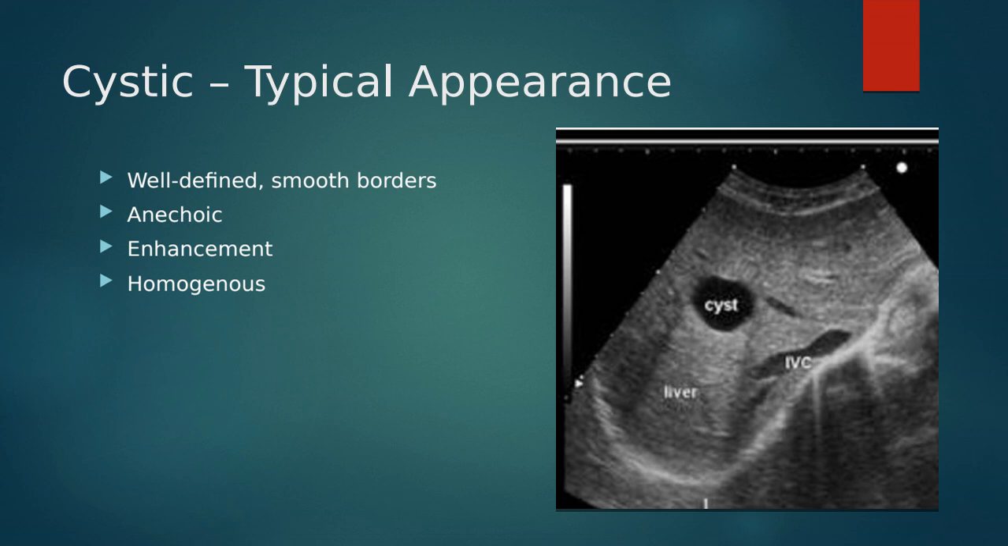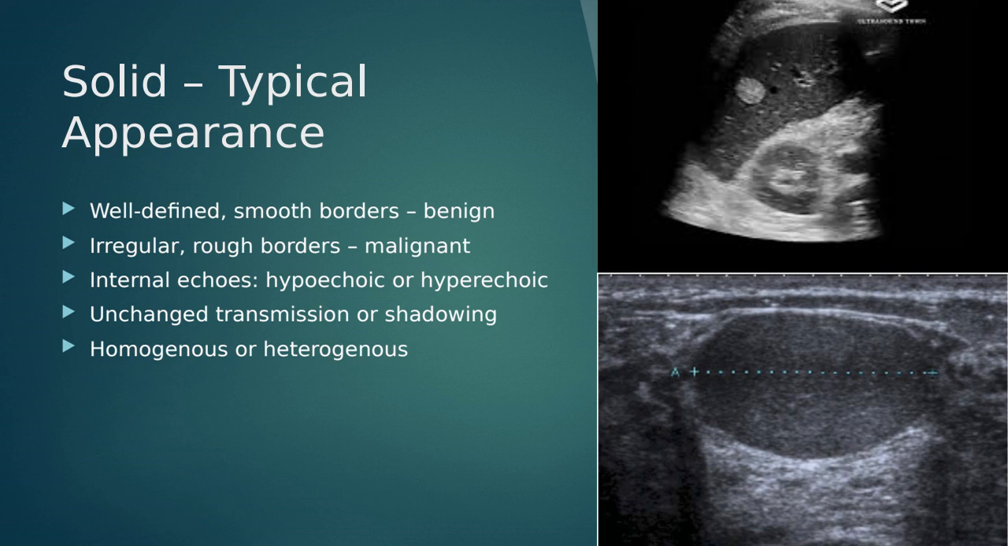Next we have solid. Like we said, anything that's going to produce echoes or have internal echoes is going to be made up of solid tissue. So now we're talking about anything other than a fluid. These are usually going to be, depending on if they're benign or malignant, either hypoechoic or hyperechoic. So if it is a solid appearing tumor, meaning it has some sort of echogenicity to it, but it's well defined with smooth borders, most likely going to be benign. But if it is irregular, has rough borders, it's most likely going to be malignant.